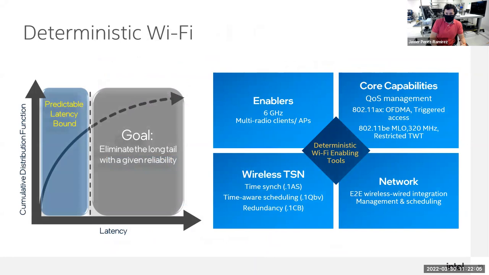And this is a summary of what we've been talking about. There are other aspects about core capabilities and quality of service management, how we can do management and scheduling, and so on. Then there's another new set of tools being explored, which is wireless TSN. This slide is going to be a segue to the next block of this discussion, because in addition to everything I've discussed so far, there are other things we're bringing from TSN to wireless TSN that will further push us towards this goal of having deterministic Wi-Fi.